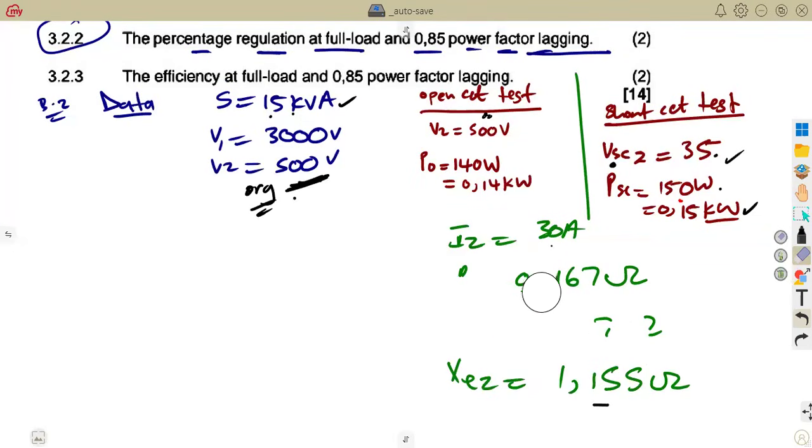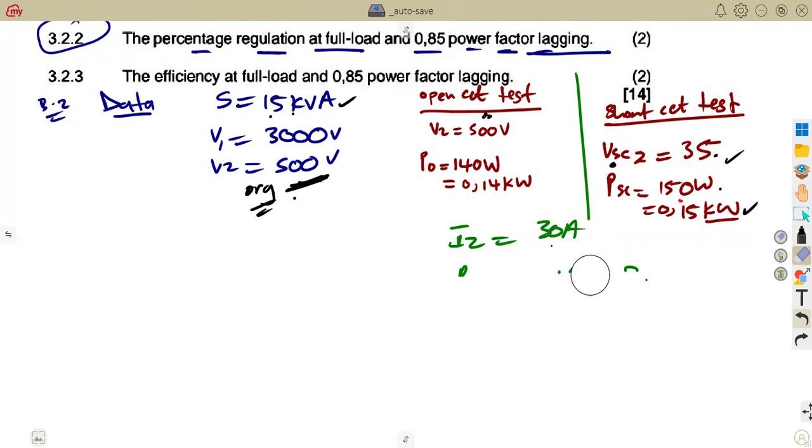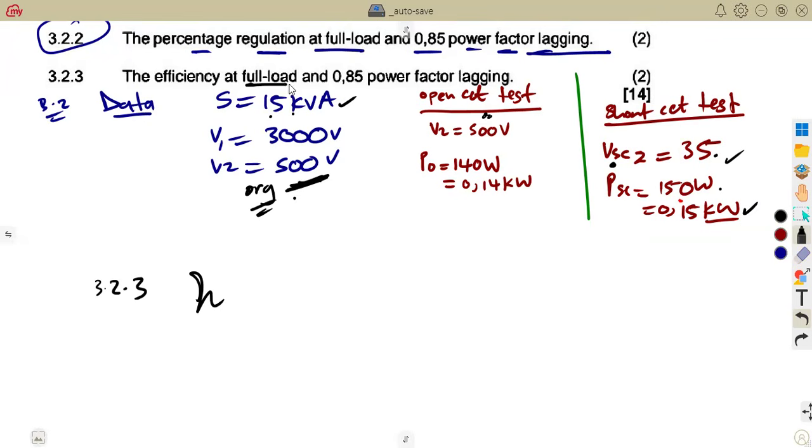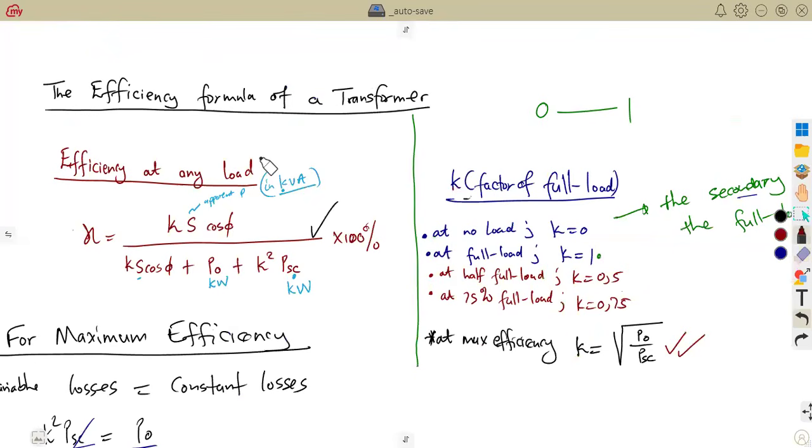All right. So for efficiency, we do not need this, guys. Let me just erase this. They want us to determine the efficiency at full load. Remember, at full load, K is equal to 1. The conditions for efficiency at full load: the factor of full load. At full load, K is what? K is 1 at full load.